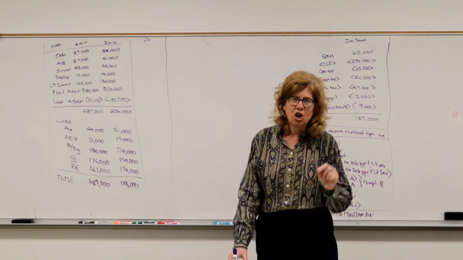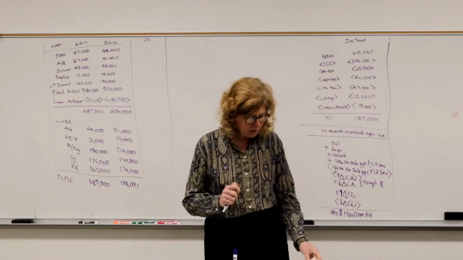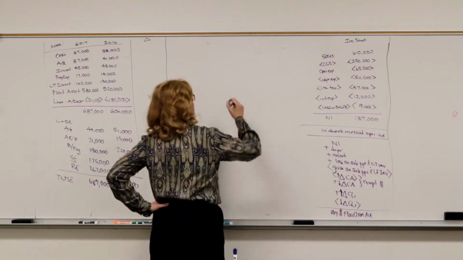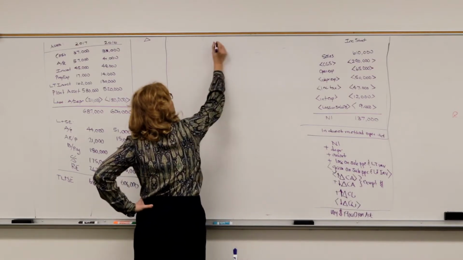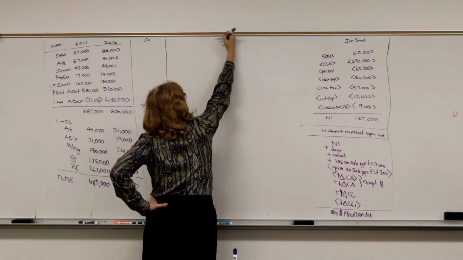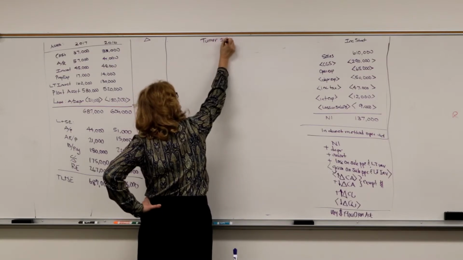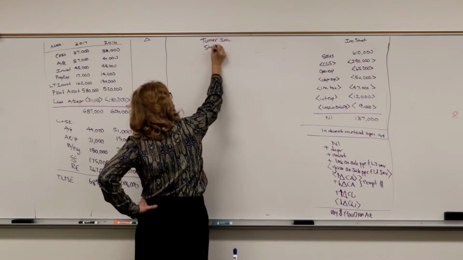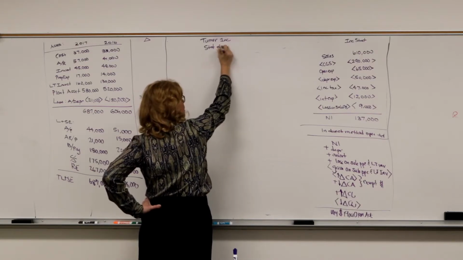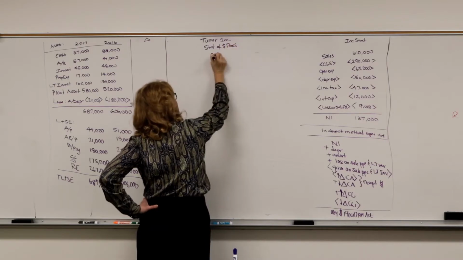Always, we start off with a heading. And this happens to be Turner Incorporated, and this also happens to be 2017. So, let's put our heading up. We know it's the company name. The second line is what statement this is. This is the statement of cash flows. And this is for a period of time.